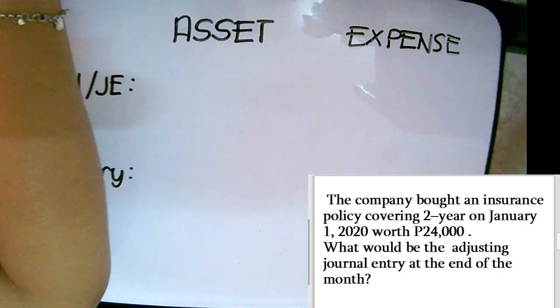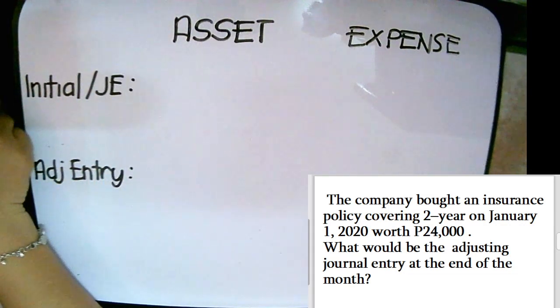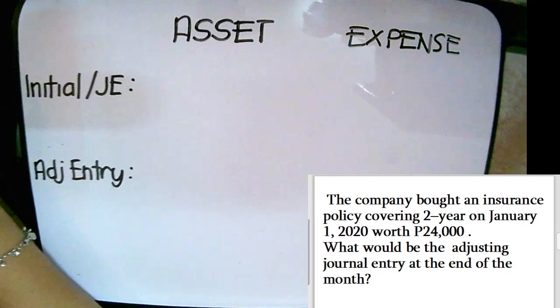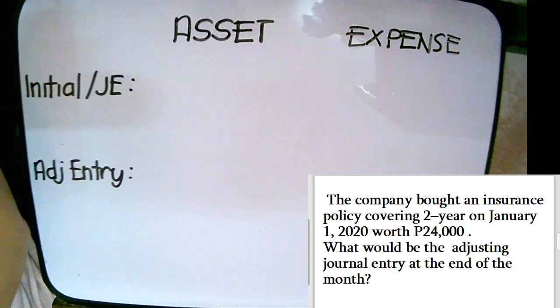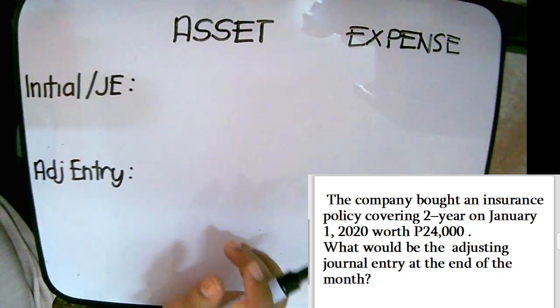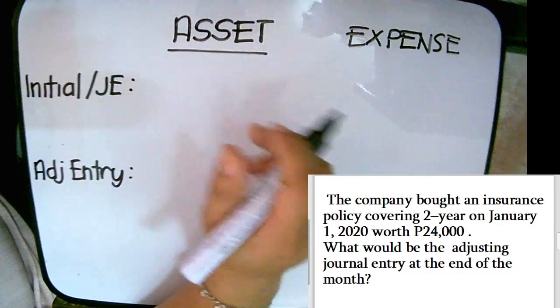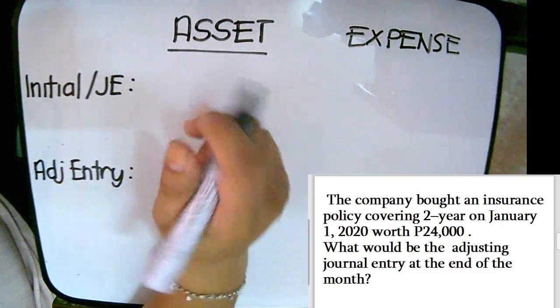So again, dito magkakaroon muna tayo ng initial entry. So kapag sinabing initial entry, ito yung tinatawag nating journal entry. Yung upon the occurrence of the transaction, ito yung entry natin. So again, the company bought an insurance policy covering 2-year on January 1, 2020 worth 24,000 pesos. So using asset method, ito yung normal na ginagawa natin. So alam natin yung entry dito.